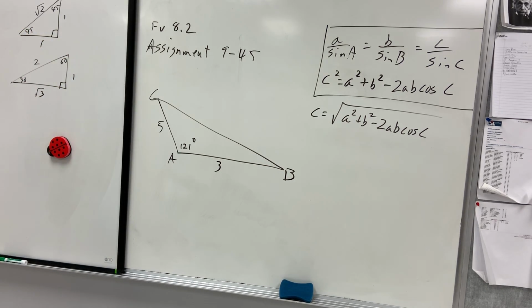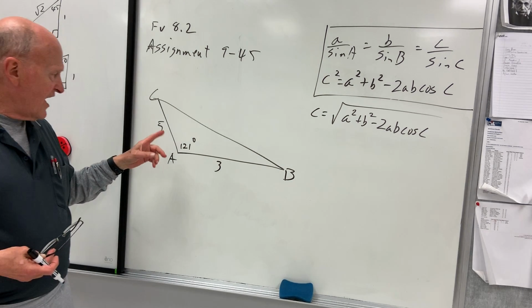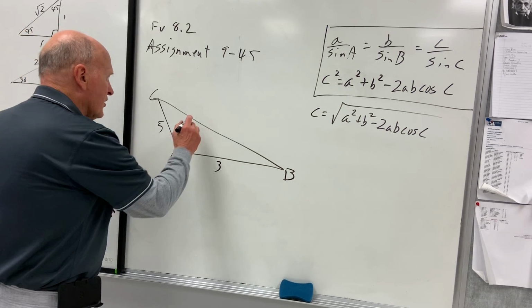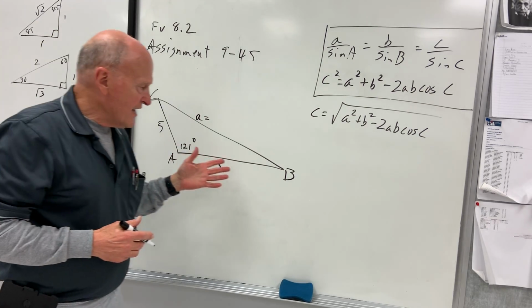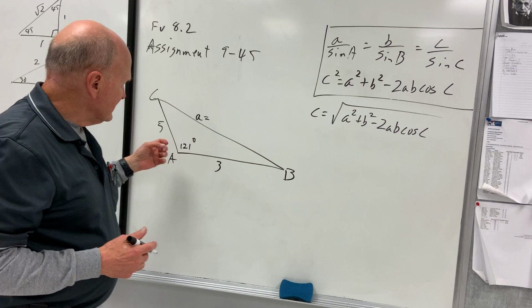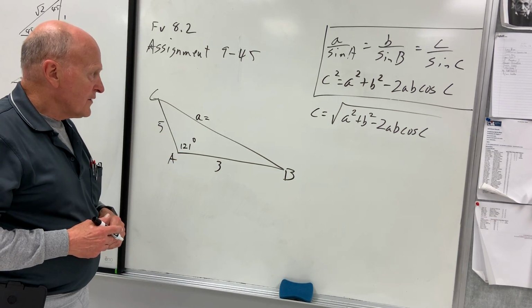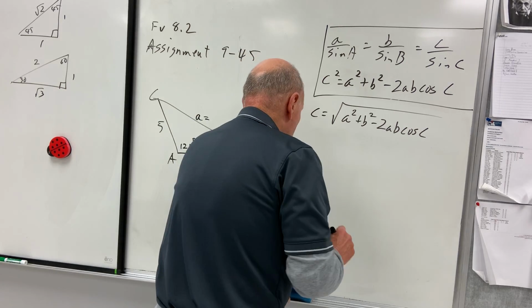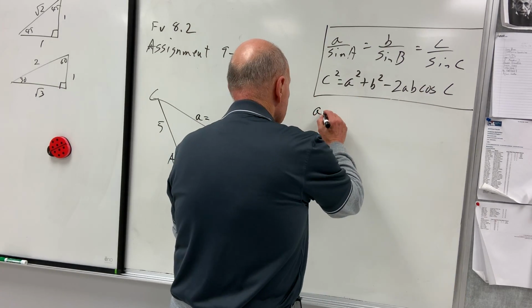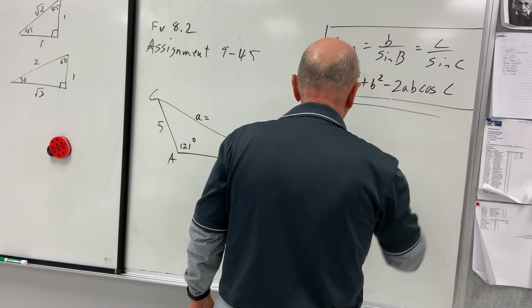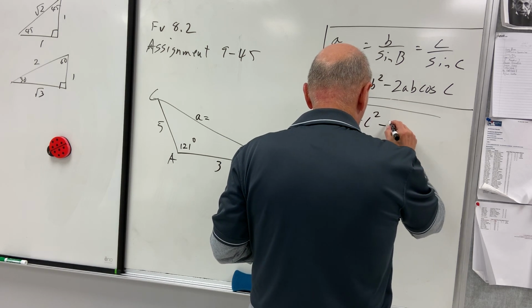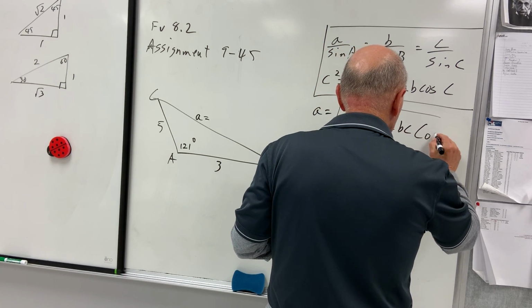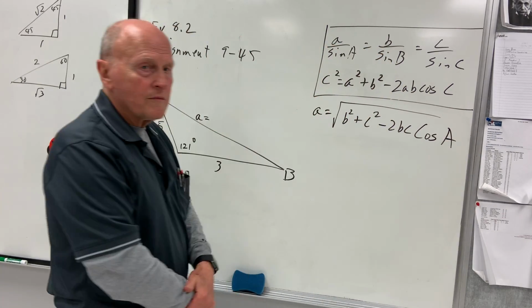All right, when we see one like that, the first thing we're going to do is recognize that I've got 2 sides and an included angle. So little a is going to be the first thing that we're going to solve for. And we're going to solve for little a by using law of cosines, since I have 2 sides and an included angle. I see that a would be equal to the square root of b squared plus c squared minus 2bc cosine of A, like so.